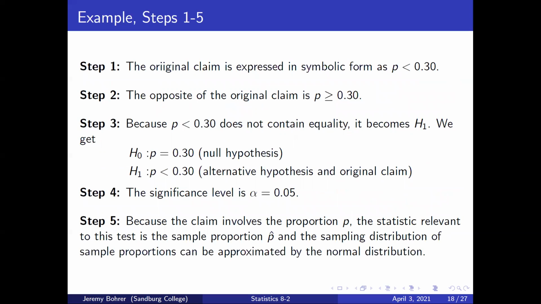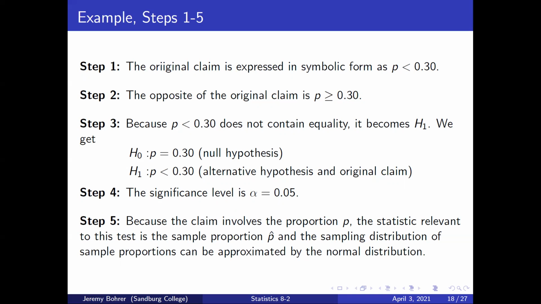Step 1, the original claim is expressed in symbolic form as p is less than 0.30. Step 2, the opposite of the original claim is p is greater than or equal to 0.30. Step 3, because p is less than 0.30 does not contain equality, it becomes H1. We get H naught is p is equal to 0.30, the null hypothesis, and H1 is p is less than 0.30, the alternative hypothesis and original claim.